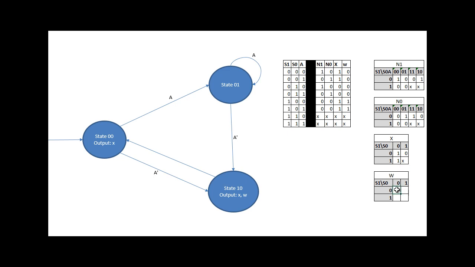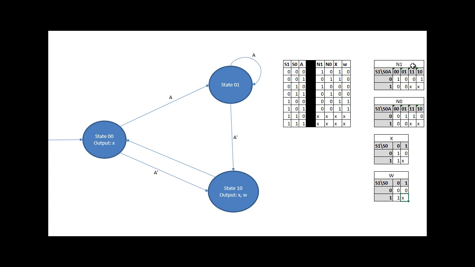Now for w, we basically do the same thing. If you're at a state 0, 0, w is 0. If you're at a state 1, 0, w is 1. If you're at a state 0, 1, then w is gonna be 0. If you're at a state 1, 1, then w is gonna be just we don't care. So let's put that one also.